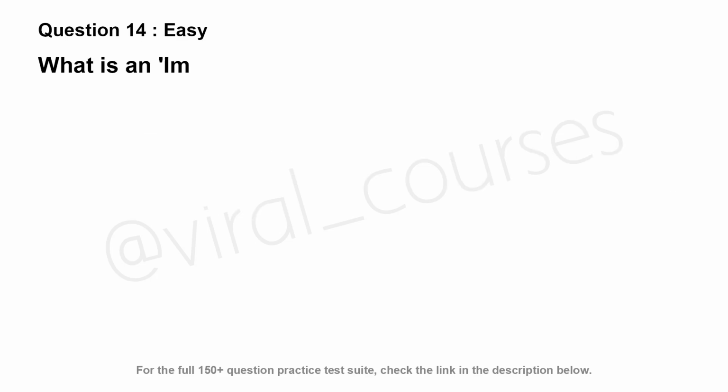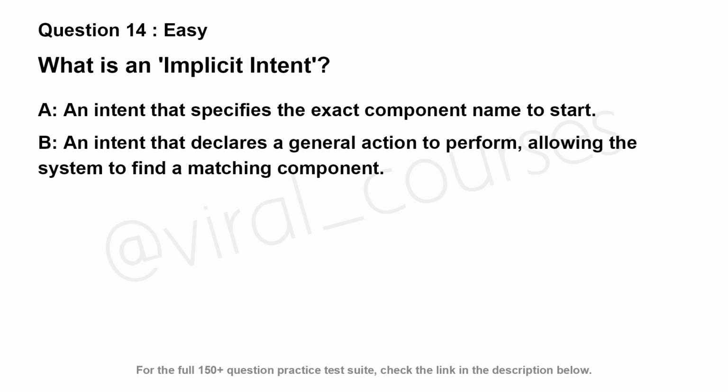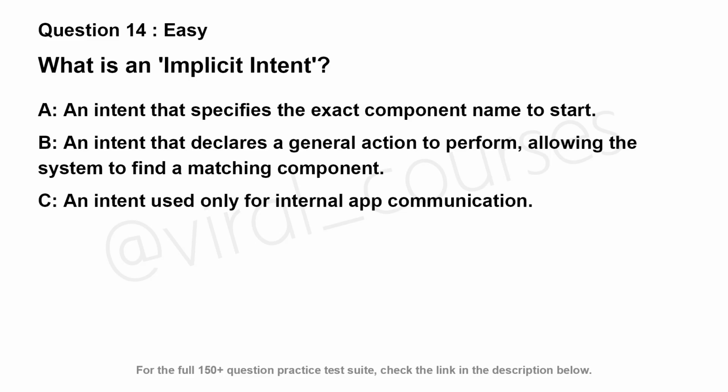What is an implicit intent? Option A. An intent that specifies the exact component name to start. Option B. An intent that declares a general action to perform, allowing the system to find a matching component. Option C. An intent used only for internal app communication. Option D. An intent that carries no data extras.